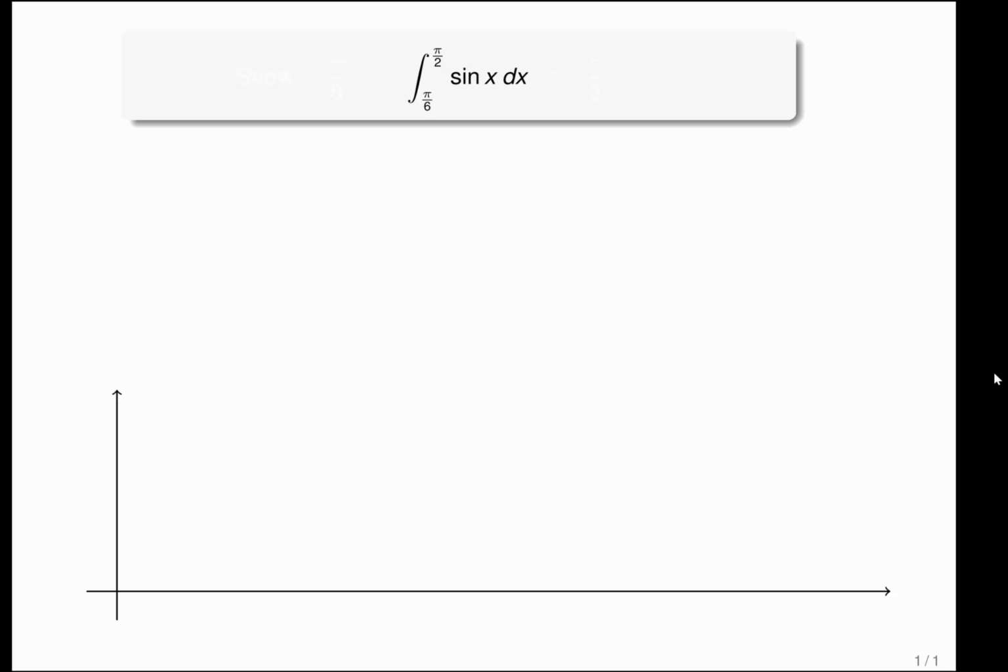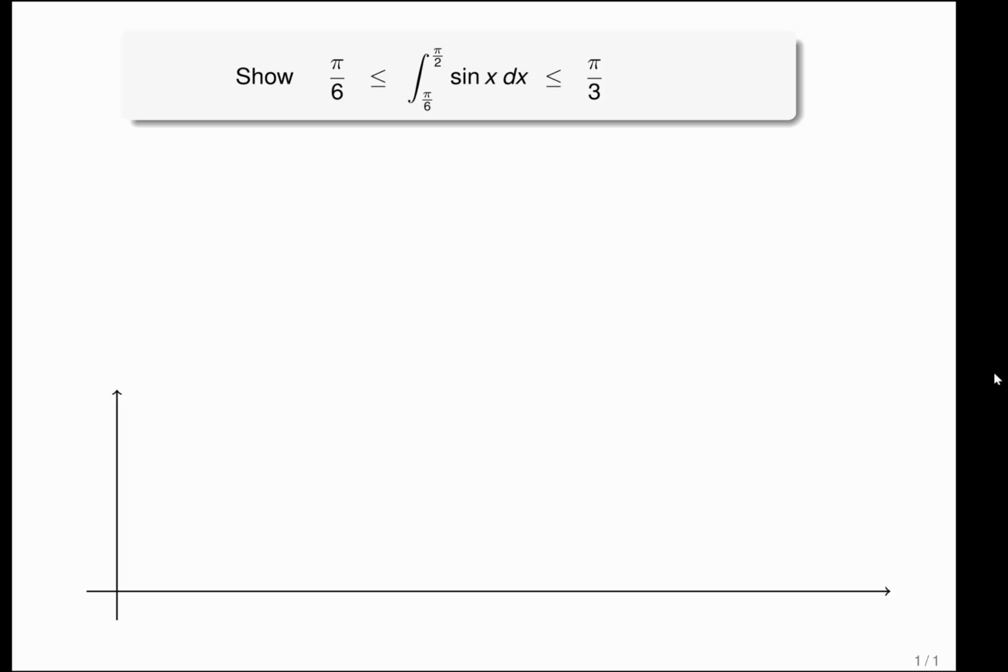Another common way is to establish an interval within which the number must reside. That is, establish upper and lower bounds for the number. Here, we're going to show that the following definite integral is bounded above by pi on 3 and bounded below by pi on 6. In other words, although we currently have no idea what this definite integral is, we do know for sure that it can't be any larger than pi on 3 and can't be any smaller than pi on 6. The magic number we're looking for must be somewhere in between these bounds.